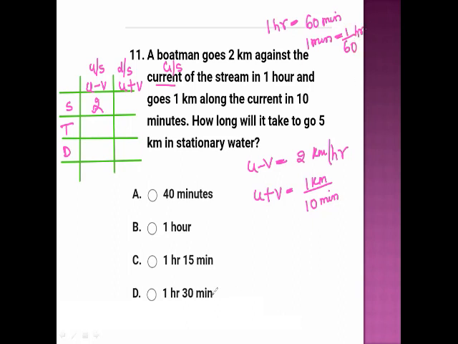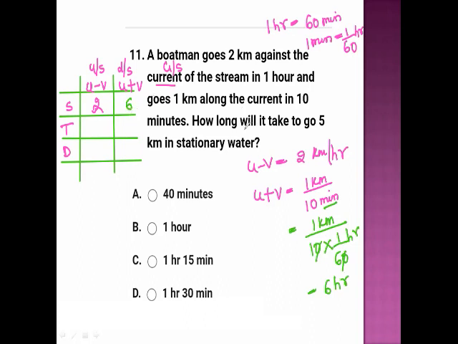So we are using that one. So it is equal to 1 kilometer divided by 10 into 1 by 60 hours. The 60s will cancel, and you will simply get 6. Therefore u plus v is equal to 6 kilometers per hour.